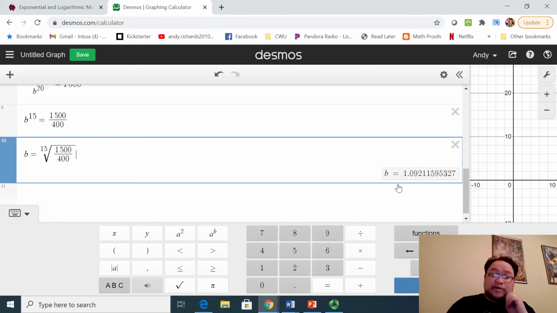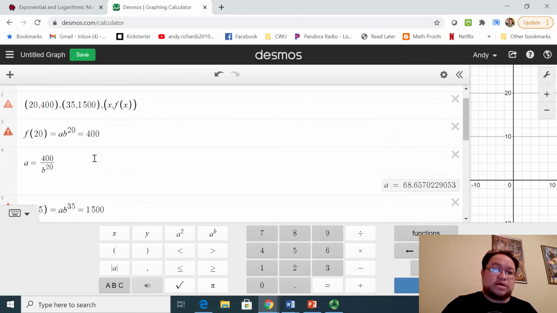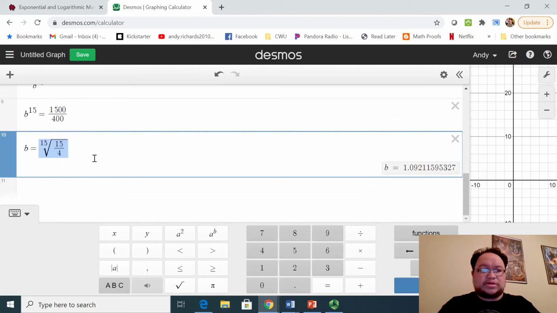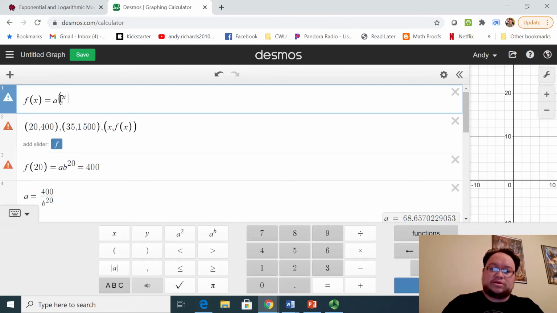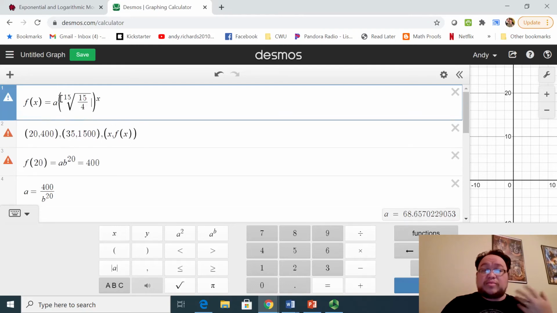Hopefully, at no point in this scenario did it seem clear that this is going to be some nice number. It's not. This 1,500 over 400 is not a nice number. We could reduce it a little bit by dividing both the top and bottom by 100, but it's not going to get much nicer than that. So we know what our growth rate is. Let me copy this and go all the way back to the beginning. In a times b to the x, this is going to be what my b is. So that shows me what my growth rate is.